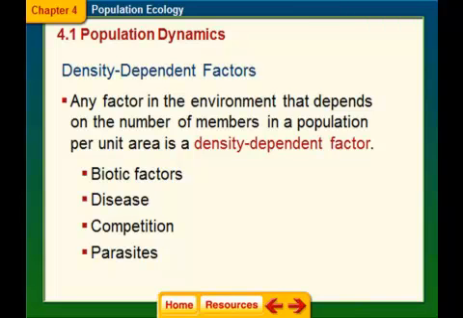Do I have enough grass to eat? Okay, those would be density dependent. The bigger my population gets, the less food there is. That starts limiting how big my population can be. Disease. Disease is very density dependent. The more organisms you put together in a small space, the faster disease spreads.